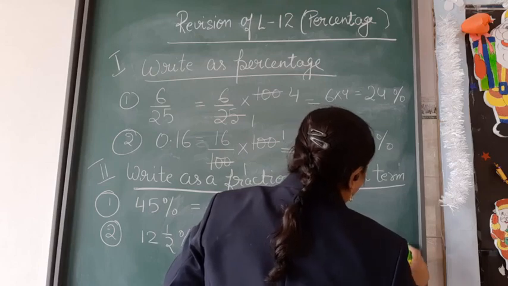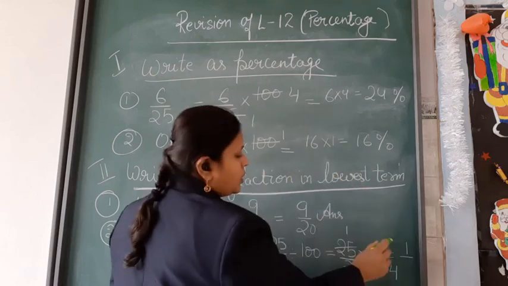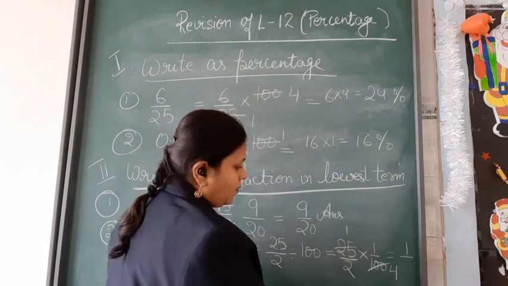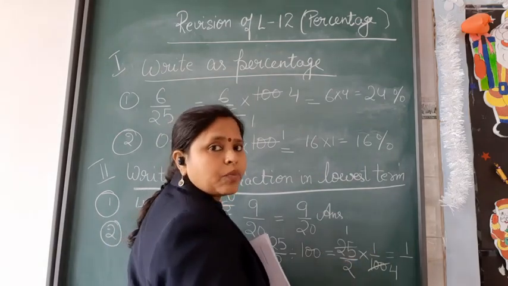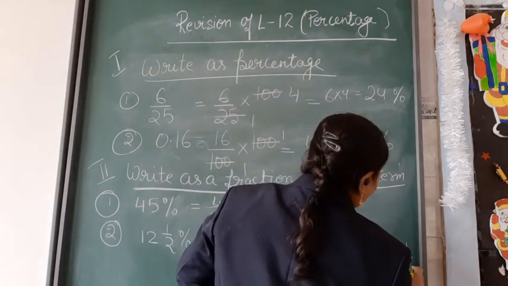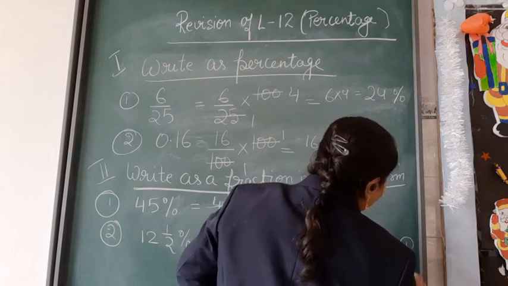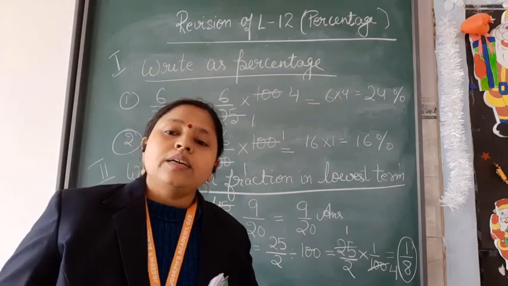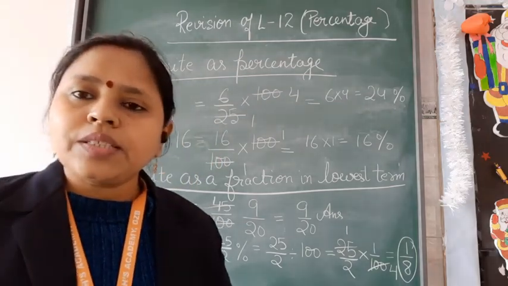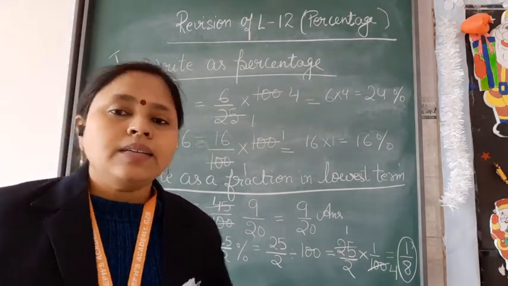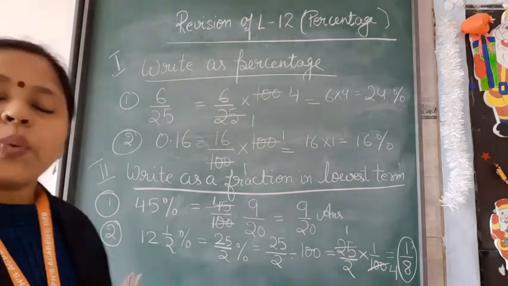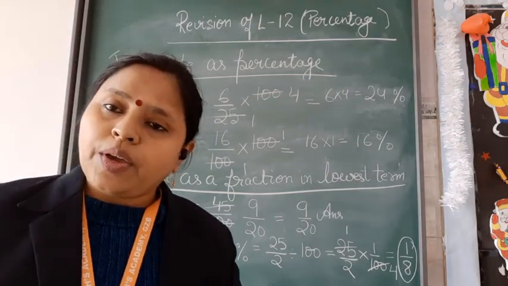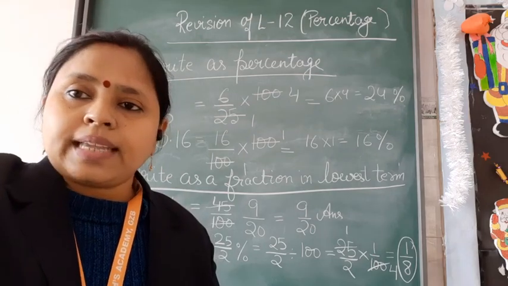So now what do we get? In the numerator it is 1 multiplied by 1, and in the denominator it is 2 multiplied by 4, which is equal to 8. So our answer is 1 by 8, and we cannot further reduce this fraction, right children? So this is the second part of question number 2, and I hope you have very well understood the second part also.